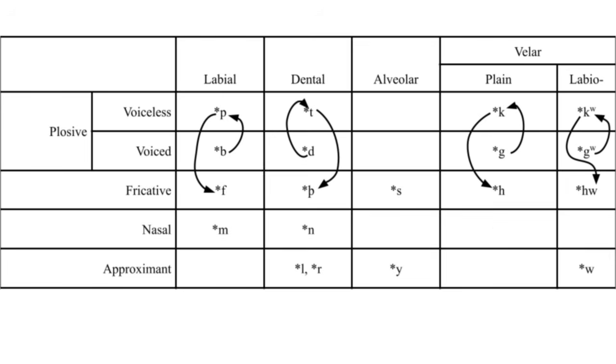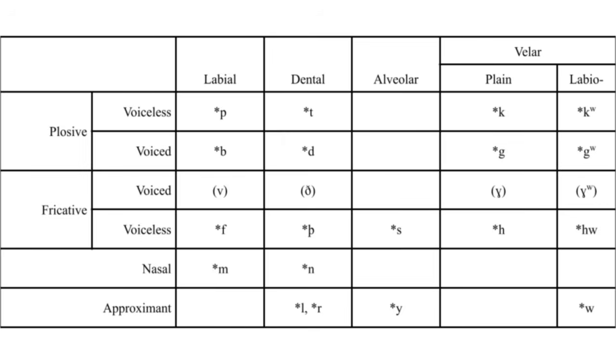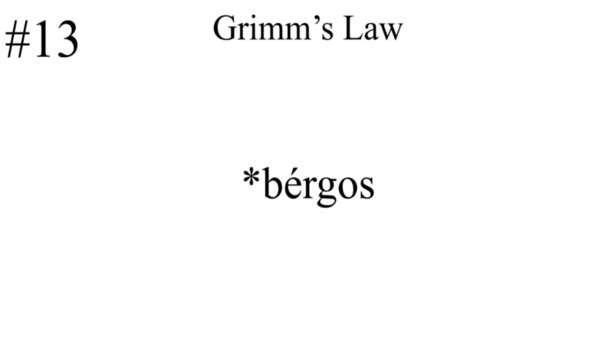Now, that's not the whole story. There's a second box here for voiced fricatives. These are technically the same as the voiced plosives. This is how they're pronounced in the middle of the word. A more accurate pronunciation would be Bergos.